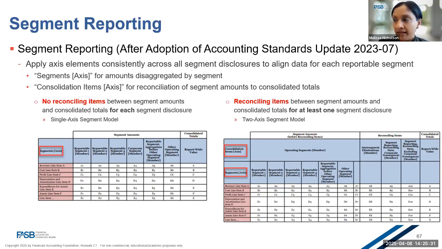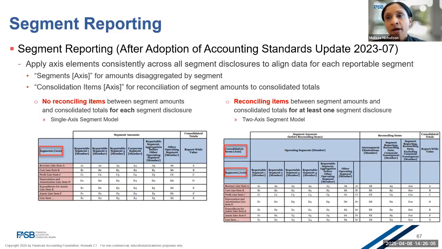But when there are reconciling items between the segment amounts and the consolidated amounts for at least one of your segment disclosures, then the consolidation items axis with the operating segments member is intended to be used with the segments axis for tagging the disaggregation by segment. And when it comes to the reconciling items that are not segment disclosures, then only the consolidation items axis with an applicable member is to be applied.